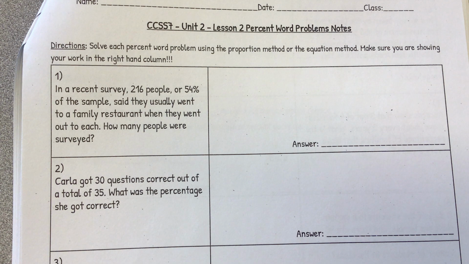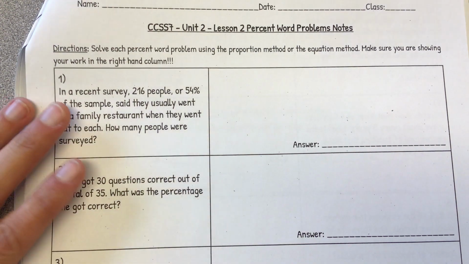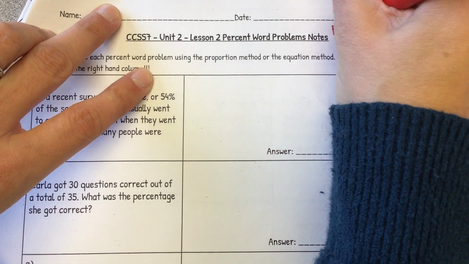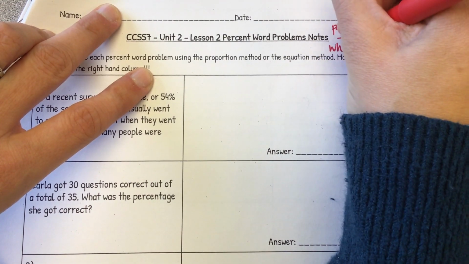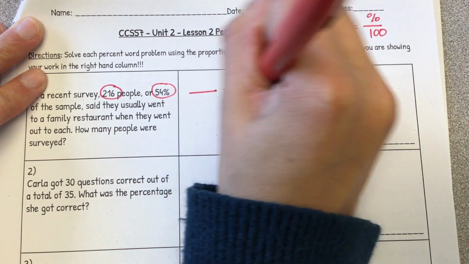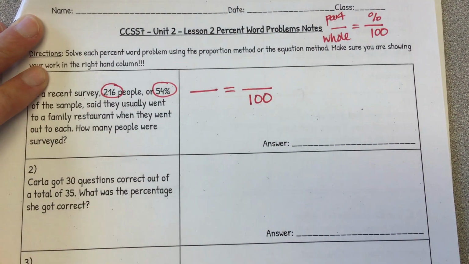So number one, in a recent survey, 216 people, or 54% of that sample, said they went to a family restaurant when they went out to eat. How many people were surveyed? So remember, we're using, if you want to, the proportion where we're comparing the part to the whole equals some percent out of 100. So I'm going to circle that key information in here.